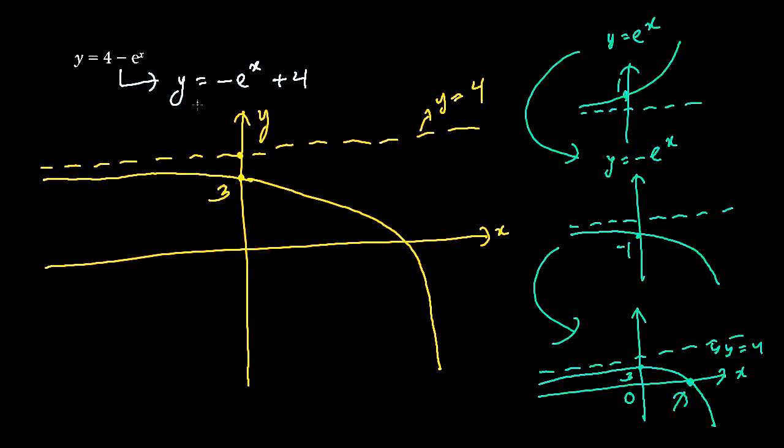And we have to find out where it cuts the x-axis, because this particular picture is cutting the x-axis. So at y equals 0, 4 minus e to the power x equals 0. Therefore, e to the power x equals 4. Therefore, x equals ln 4. That means this is ln 4.